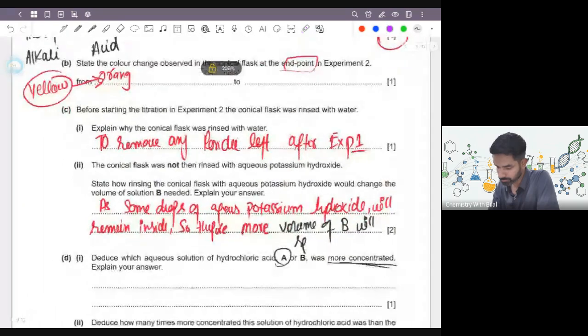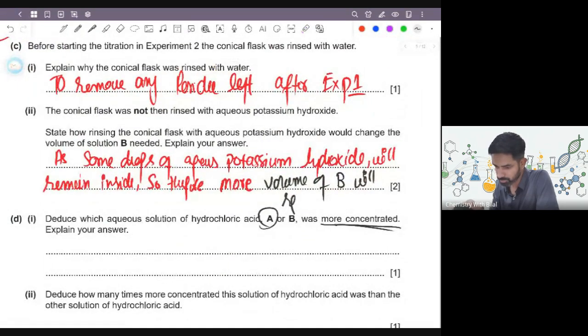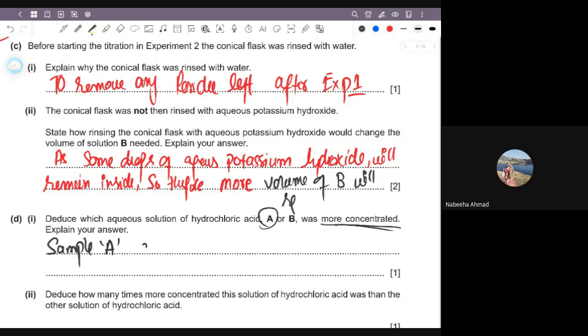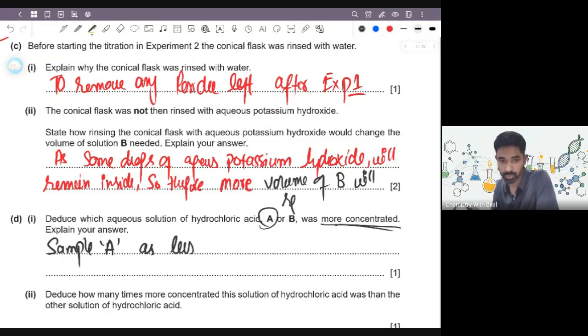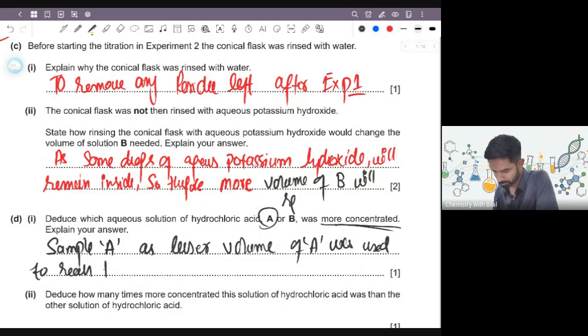Which is more concentrated, explain your answer. So sample A is more concentrated as less volume was used to reach the end point, as a lesser volume of A was used to reach the end point compared to B, in which more volume was used.